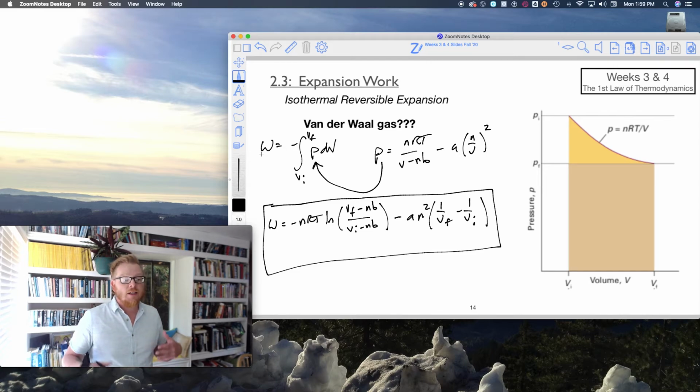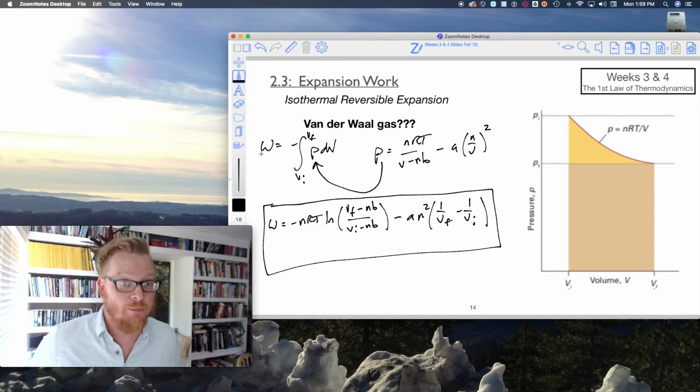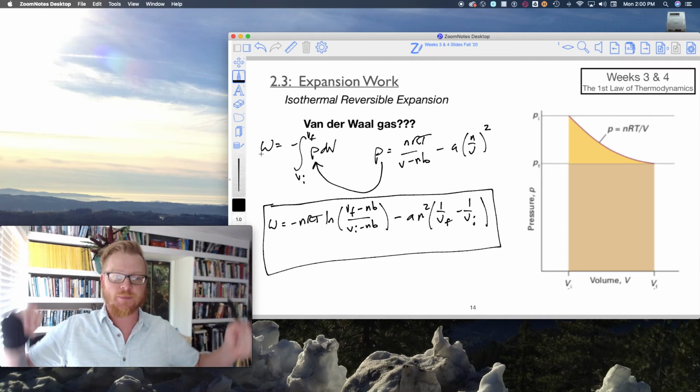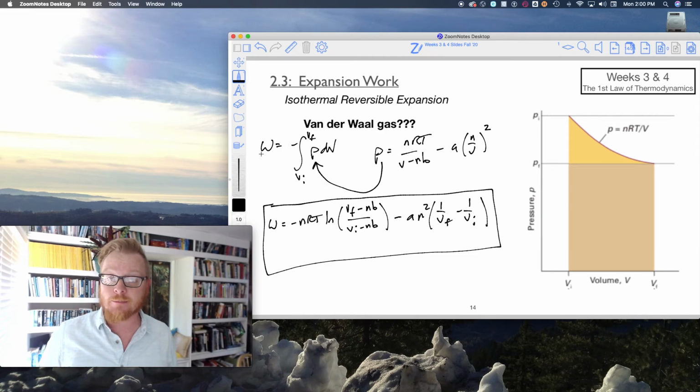And now the question is, does it require more work to reversibly expand a van der Waals gas or an ideal gas? Well, that depends on what regime you are in. If you are in the regime where attractive forces dominate, it will be more work to expand a van der Waals gas, because the molecules are being attracted to themselves and you have to pry them apart. However, if you're in a regime where repulsive forces are dominating, where the molecules don't want to get close to each other, it will take less work to reversibly expand a van der Waals gas than an ideal gas. Okay? So it's condition specific.